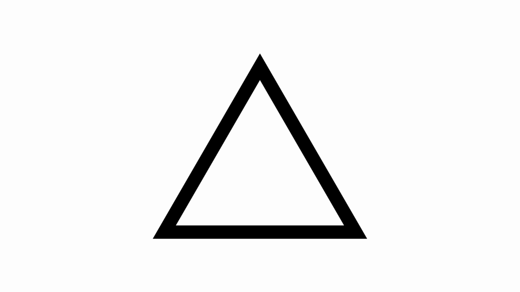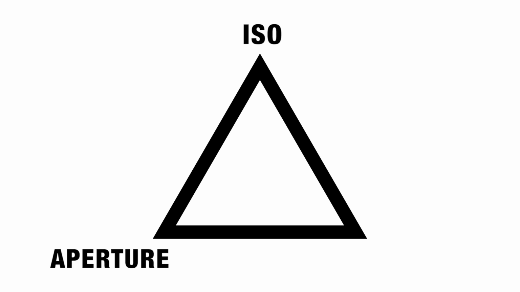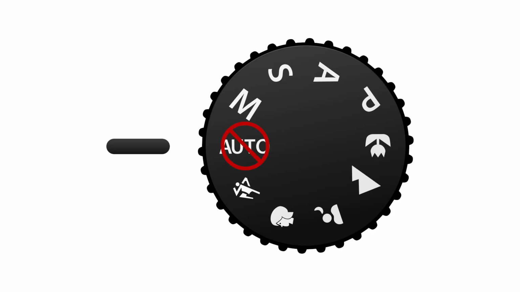In this video, we're going to be talking about ISO, aperture, and shutter speed. The goal of this video is to get you away from shooting in auto and learn how to manually control each one of these things to get the best looking videos possible. So let's dive into talking about what each one of these do and how they can help your videos get the look that you want.